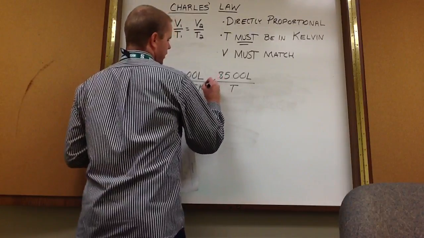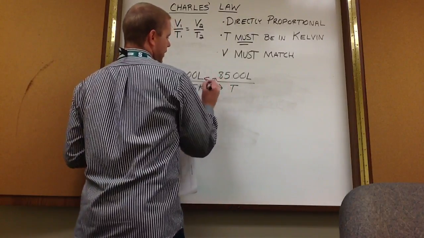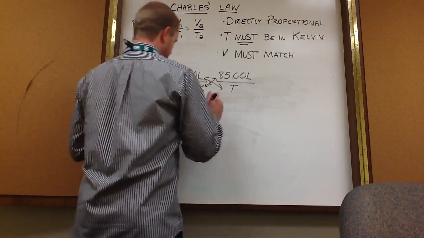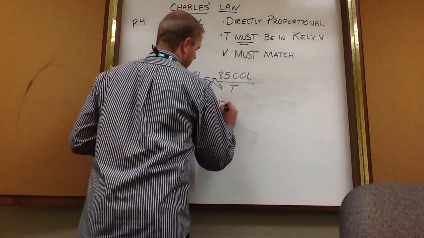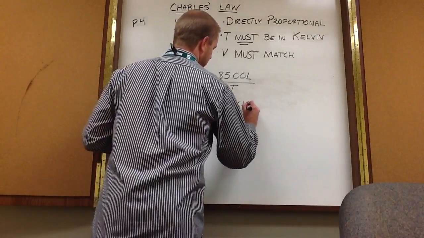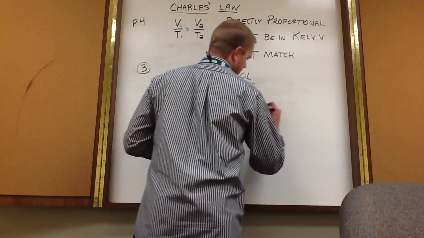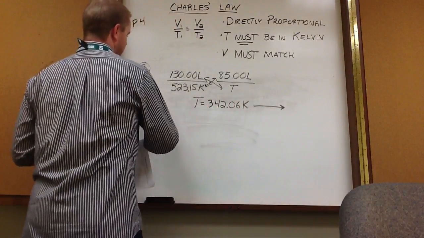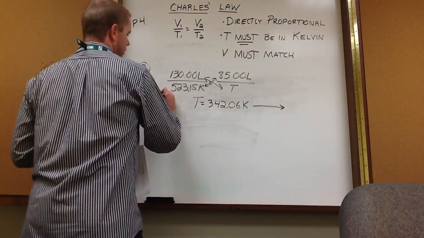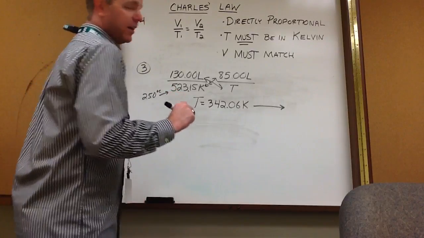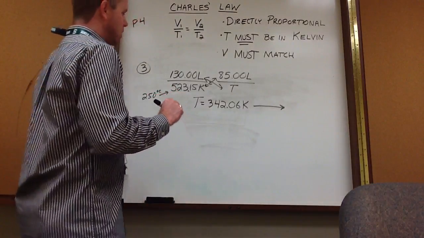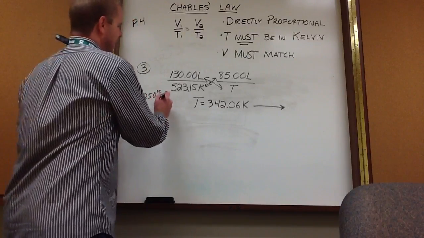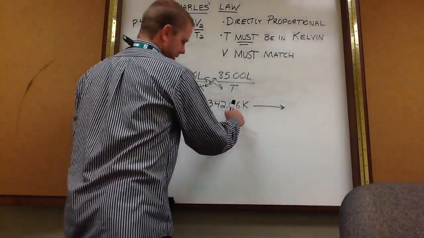So I do my cross multiplying, right? And then I isolate T, and I get T equals 342.06 Kelvin. Now for me, that's not good enough. What I mean by that is this. In the problem, you were told 250 degrees Celsius, and you converted it to Kelvin. Here is something I am going to expect. Your answer must match the units that were given. So if I gave it to you in Celsius, you've got to give it back to me in Celsius.